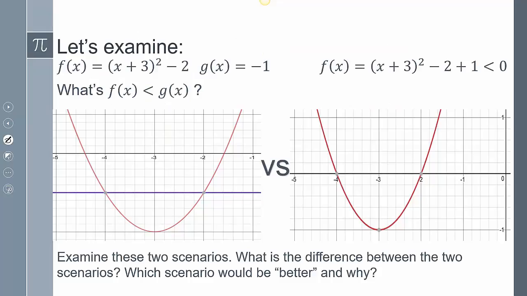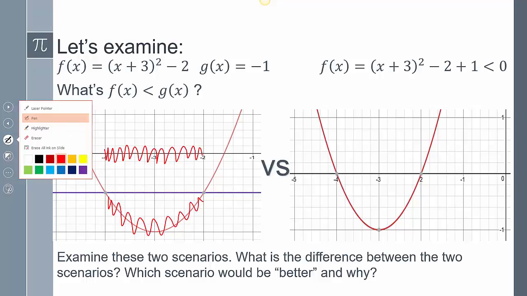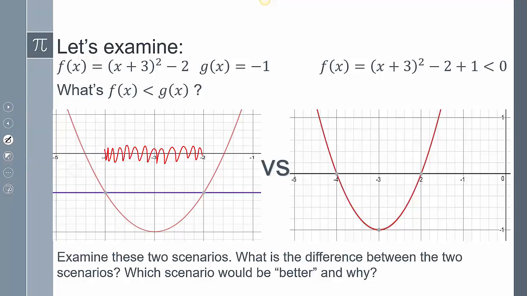So taking a look at this scenario here, f of x equals x plus 3 squared minus 2 and g of x equals negative 1, versus this x plus 3 squared minus 2 plus 1 is less than 0. If we're examining these two scenarios, what's going to be my f of x is less than g of x? Well, for this one, if this right here is going to be my f of x, and this right here is going to be my g of x, where my f of x is less than g of x is going to be this region here. Because right here, this is where it's going to be below my g of x. So that's going to be the answer there.